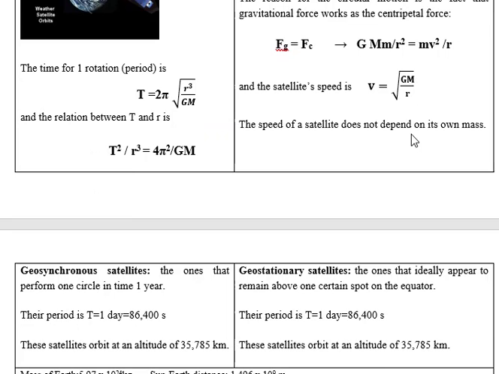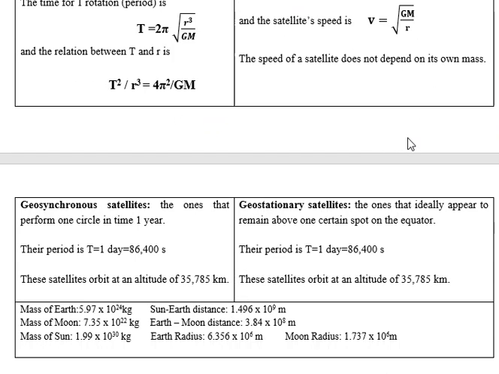Now, one more thing, usually we care for the so-called geosynchronous and geostationary satellites. Mostly for the geostationary satellites that we use a lot. So we know that these satellites should be at a certain altitude, so they have the same period as the Earth, which is 1 day, 24 hours, 86,400 seconds.